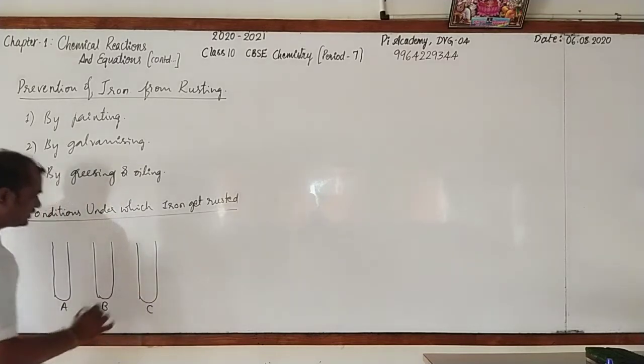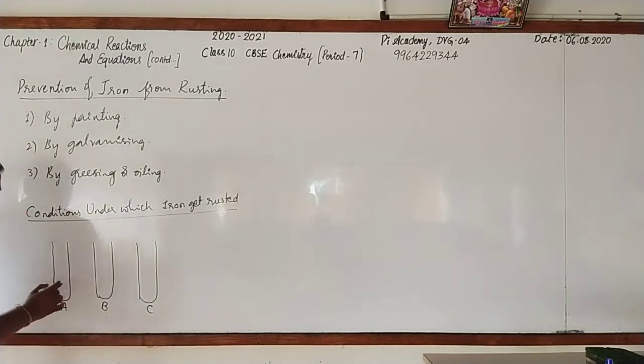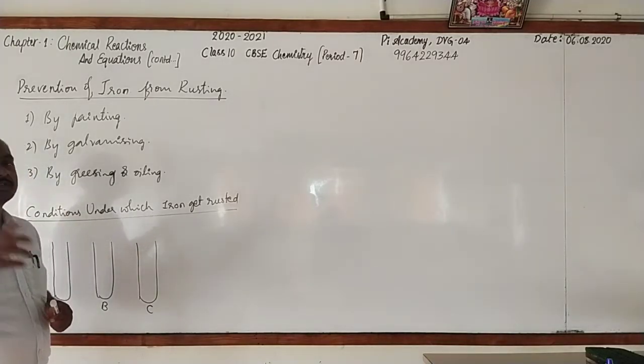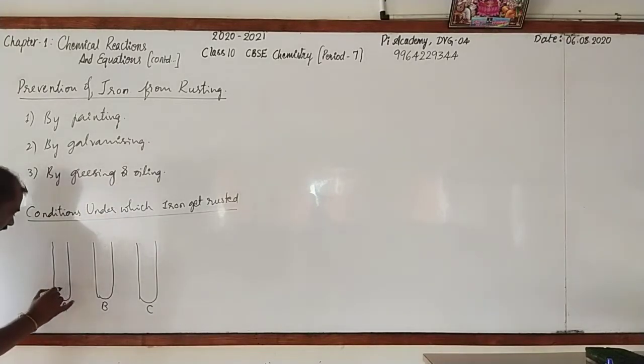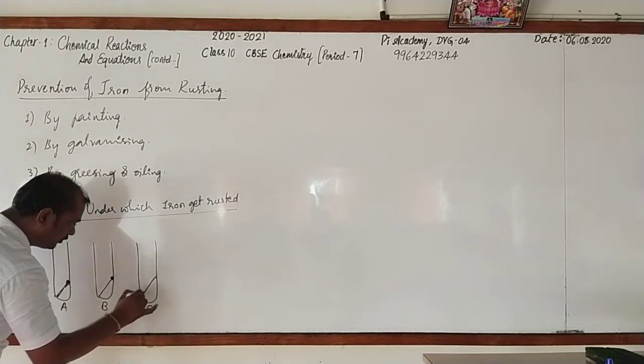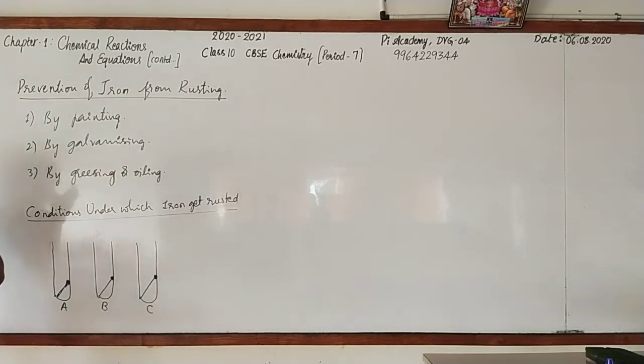Then you take 3 iron nails and rub them with sandpaper. After that, keep an iron nail in test tube A, another iron nail in test tube B, and one more iron nail in test tube C. Next, in the first one, you just put some crystals of calcium chloride. Then close its mouth with a rubber cork.